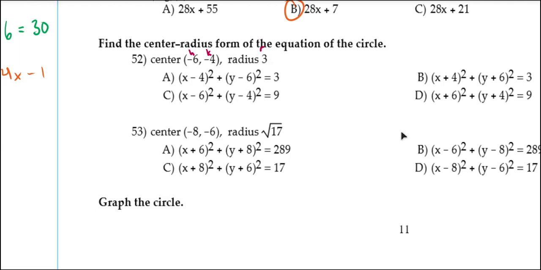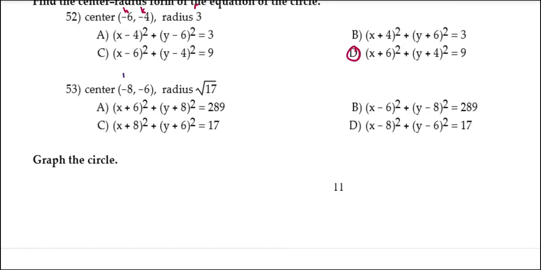We're going to have r squared, so we're going to be picking one of these with a 9 over here. And we really just have to make sure that our signs are straight. The equation calls for a minus sign, so it'll be x minus minus 6. That's the same as x plus 6. Likewise for the minus 4 here, our answer is D.